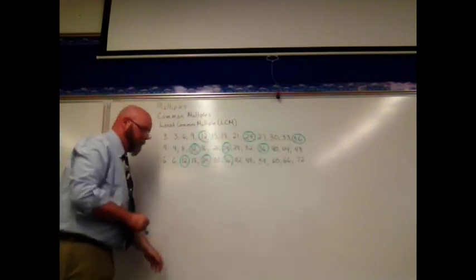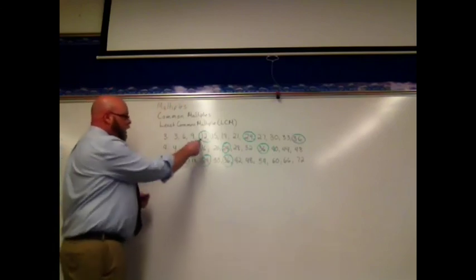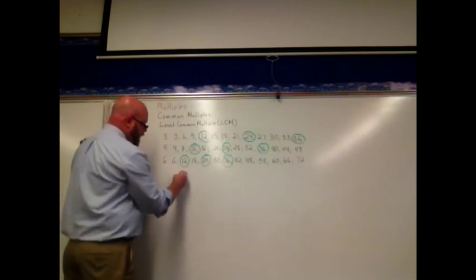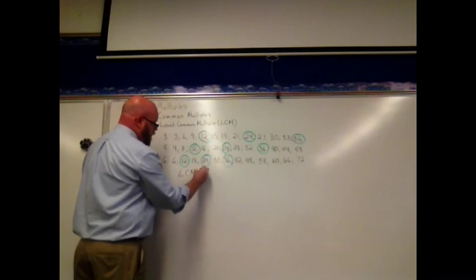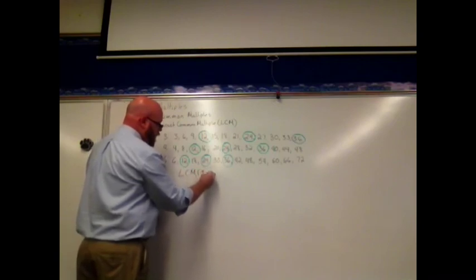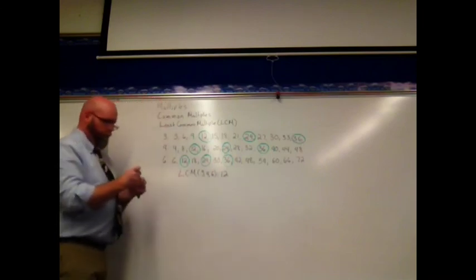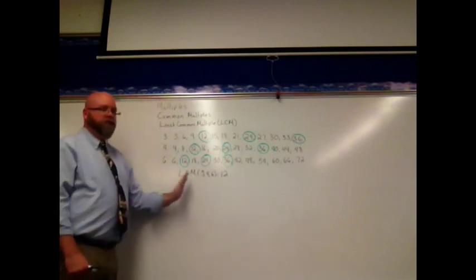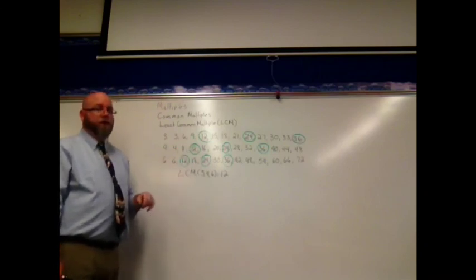The least common multiple of these numbers would be 12, because it's the smallest multiple they share. So the least common multiple of 3, 4, and 6 is 12. Common multiples are multiples that are shared. The least common multiple is the smallest multiple that the 3 numbers would share.